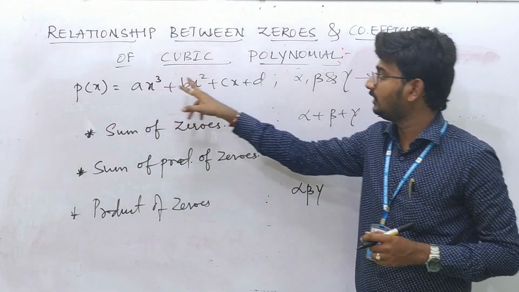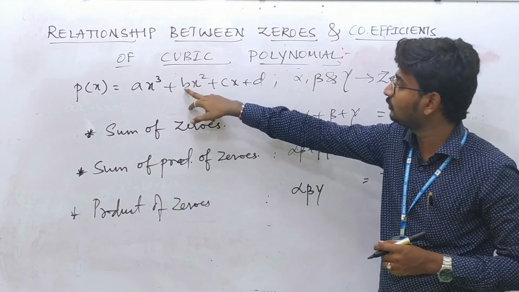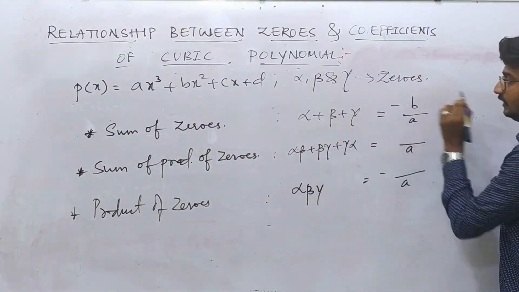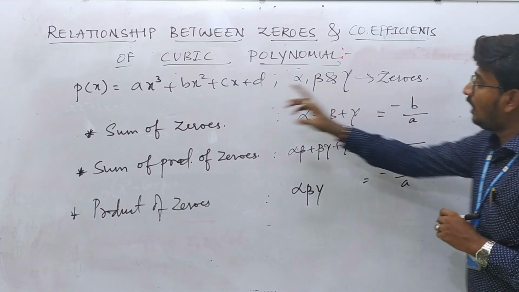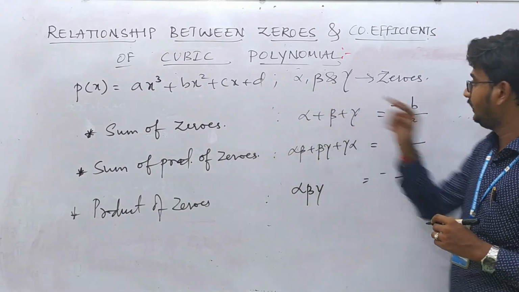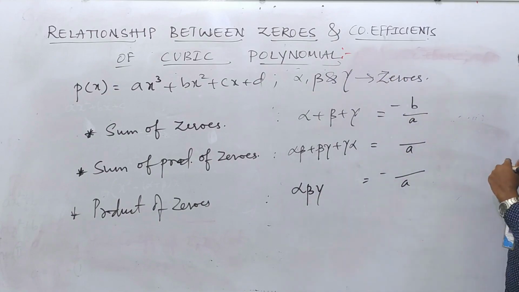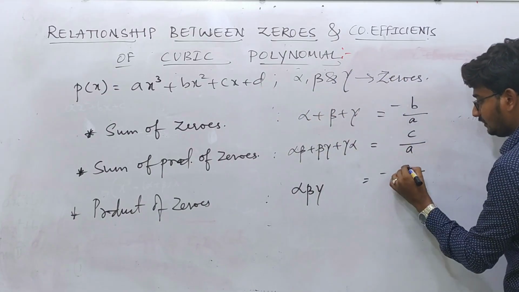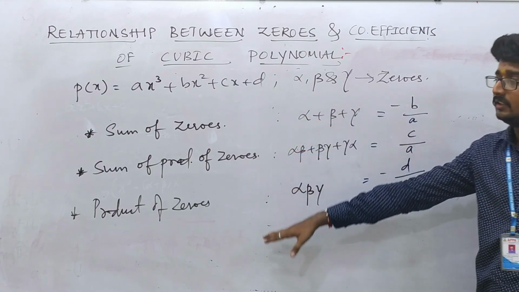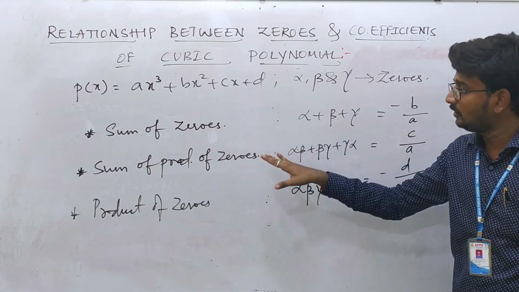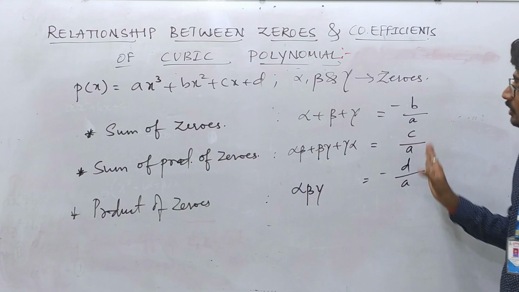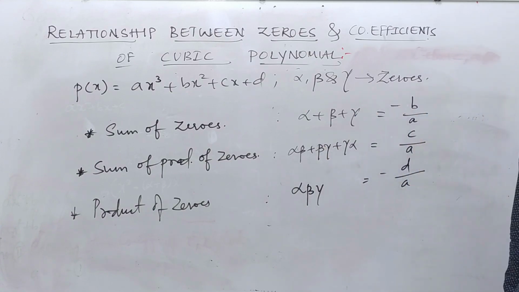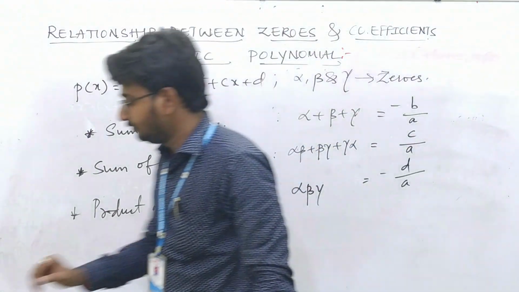After x cube, what is the next term? x square. What is its coefficient? b. So that b I will write here, minus b by a. After x square, which is the next term? x. And what is the coefficient of x? c. So c by a. Then lastly, the constant, that is minus d by a. So these are the formulas for sum of zeros, sum of product of zeros and product of zeros of a cubic polynomial. Fine. So this is one concept.